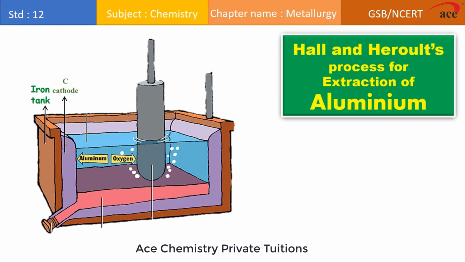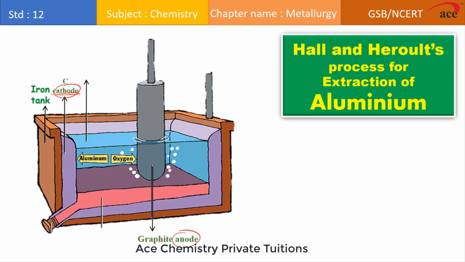This coating of graphite on the inner side of the tank is connected to the negative terminal of the battery, and it is acting as what? Cathode. The other electrode, that is the anode, is made up of what? Graphite. So please remember, both the cathode and anode electrodes are made up of what? Graphite, as graphite is a good conductor of what? Electricity.